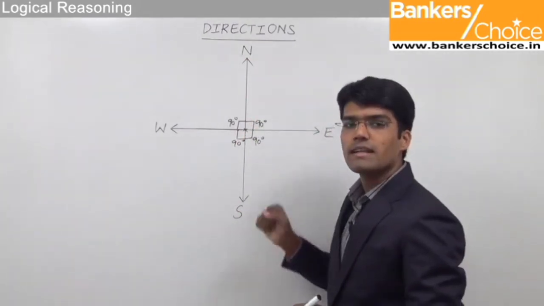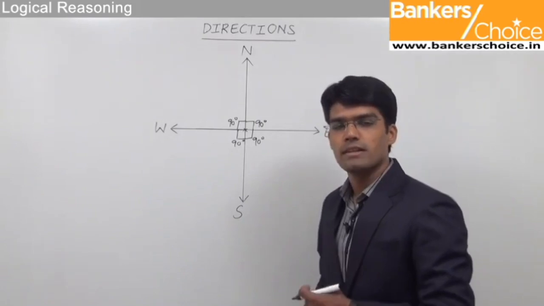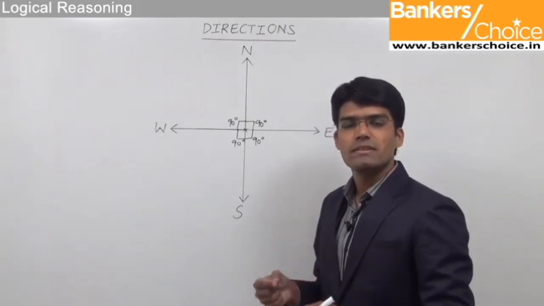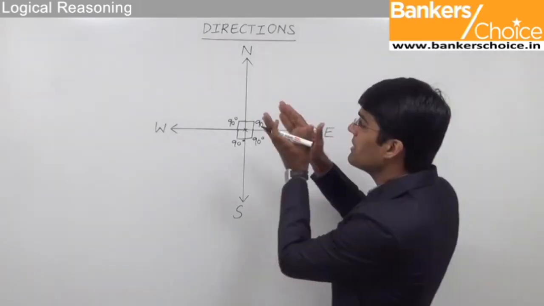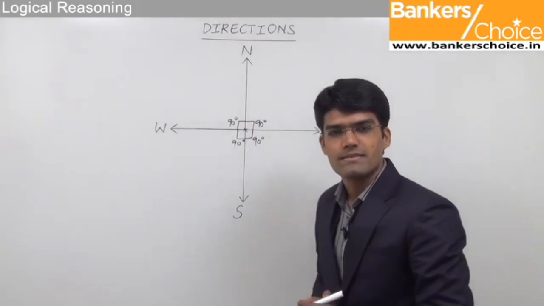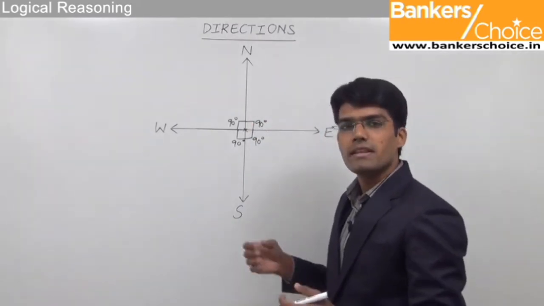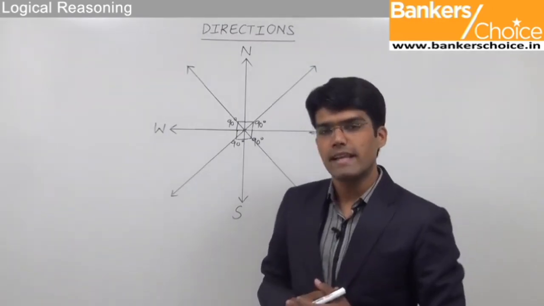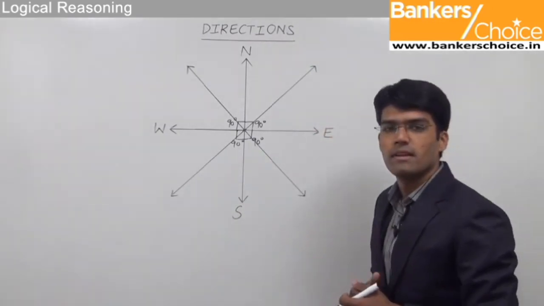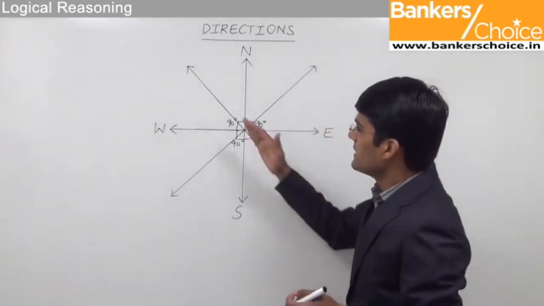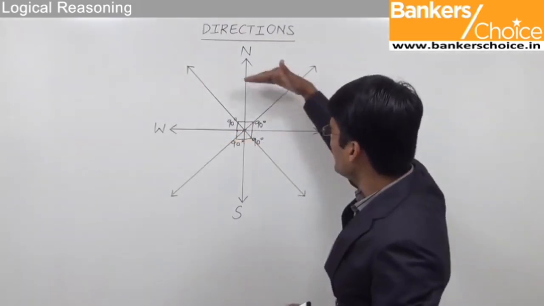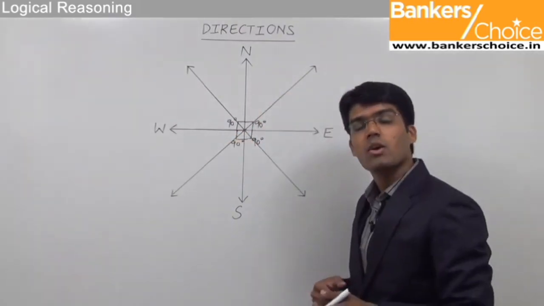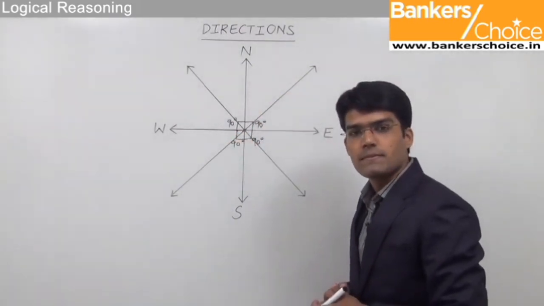Apart from these four cardinal directions, we also have four intercardinal directions. Each of these intercardinal directions lie between the two cardinal directions. So let us now look at the various types of intercardinal directions we have. The four intercardinal directions are as shown in the figure here. As you can see, the directions which lie in between the two cardinal directions are called intercardinal directions.